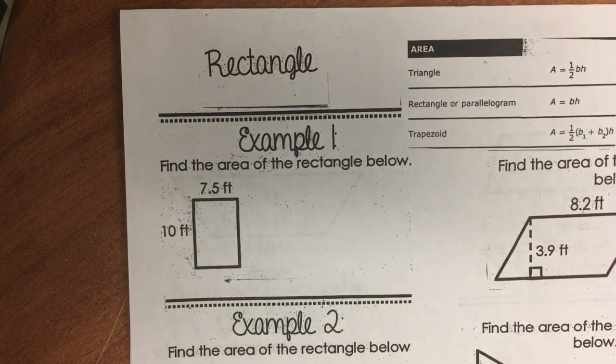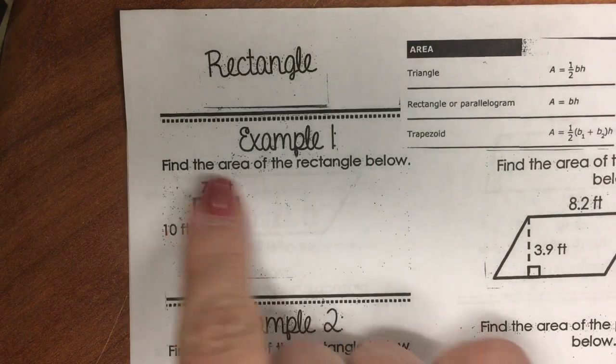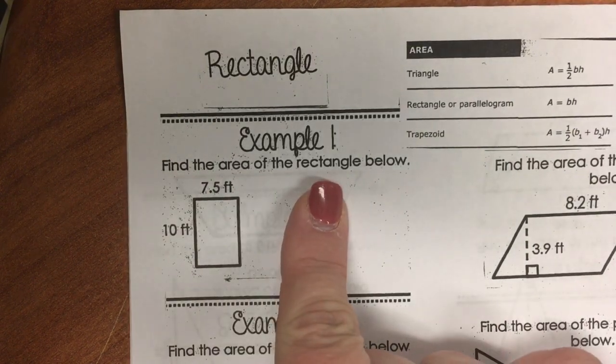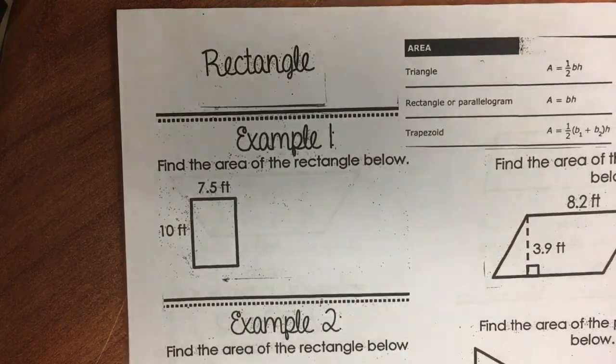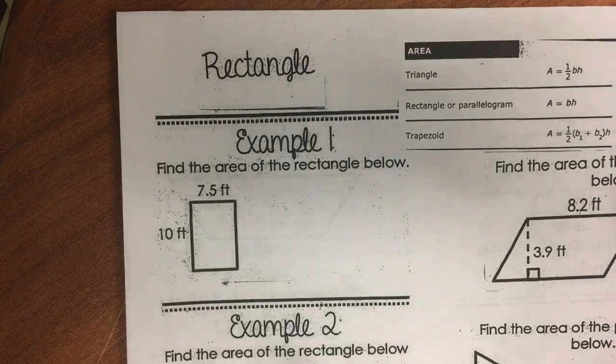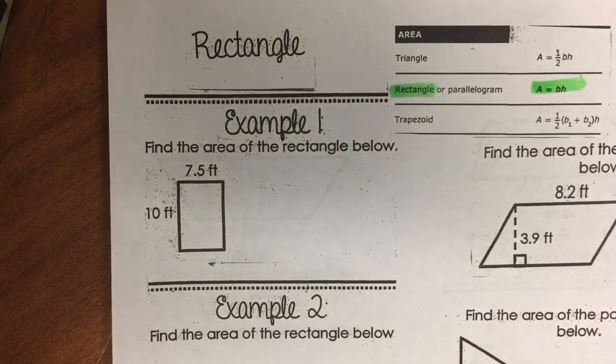Okay, we're going to practice some of the area formulas. We're going to start off with some rectangles. So find the area of a rectangle. If you don't know what the formula is, then you're going to want to use your reference material. So you would look under area, you would find rectangle, and you would see that it is base times height.